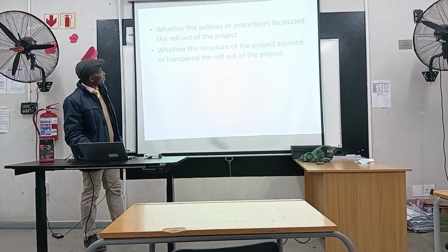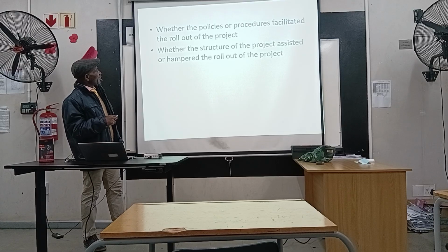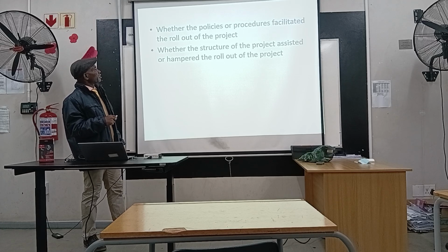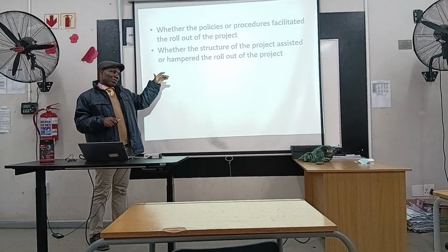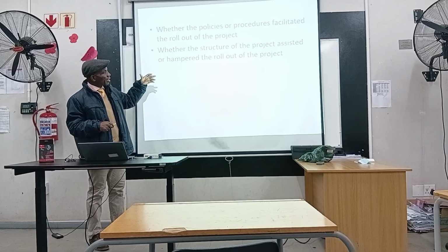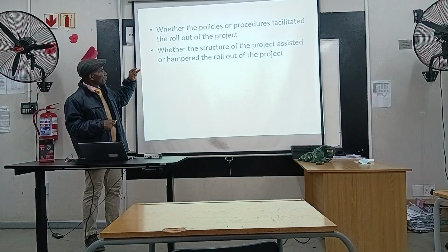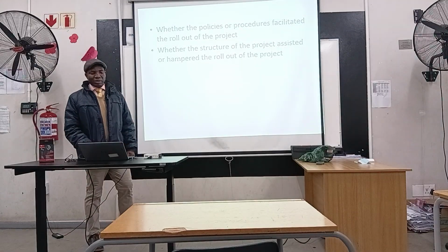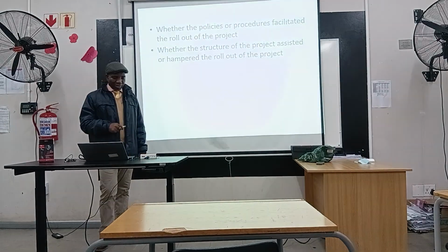So these are some of the things you need to look at, as well as the policies or procedures. Here you need to look at the documents, policies and procedures that facilitated the rollout, and whether the structure of the project assisted or hampered the rollout of the project. When we talk about structure, look at the organogram, how people were put into positions in terms of authorities and responsibilities. You need to see how well it assisted in rolling out the project or how well it hampered the rolling out of the project.